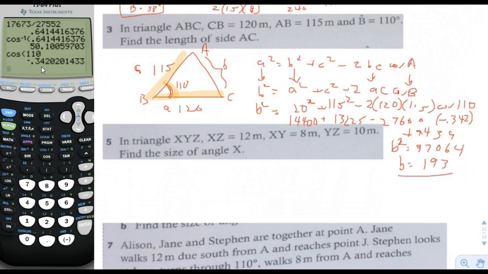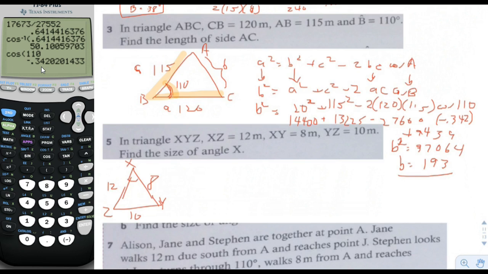That looks reasonable. The sides are 100 something. Okay, moving on. Triangle XYZ. XZ is 12, XY is 8, and YZ is 10. Find the angle X.